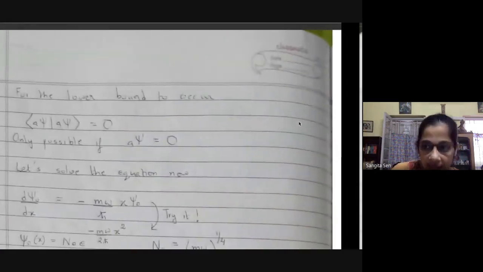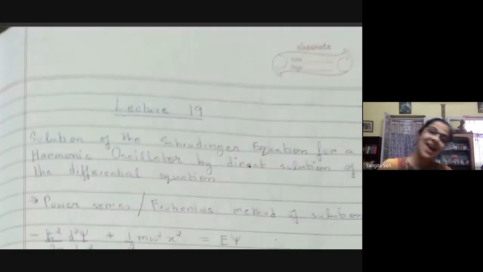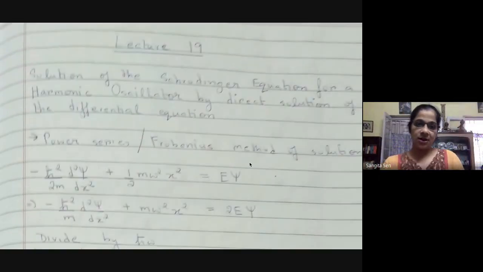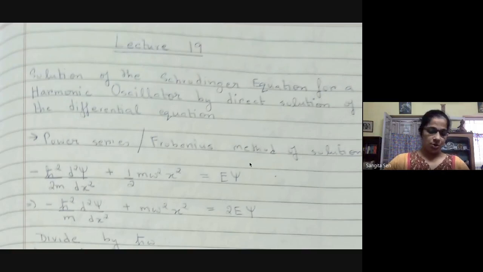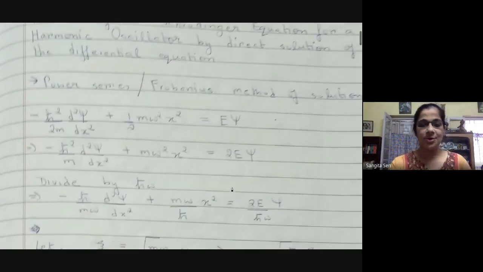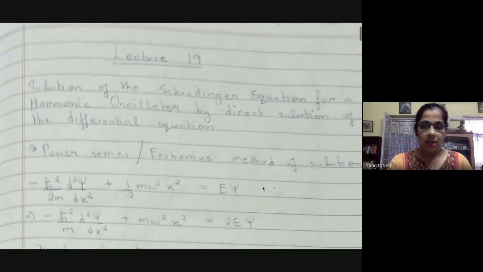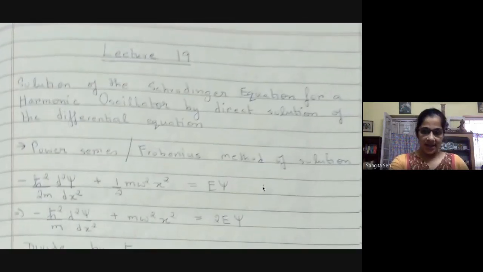No? Okay. So today we will again do the same problem but in a different way. We will again solve the Schrodinger equation for the harmonic oscillator, but we will not use the creation annihilation operators or raising lowering operators. We will do more or less a standard differential equation solution. We will not do any tricks with operators. So let's see, how do you go about that?